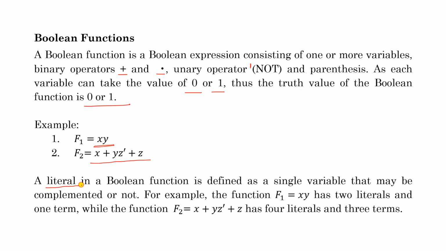Now, a literal. A literal in a Boolean function is defined as a single variable that may be complemented or not. For example, look at this. In f1 equal to xy, it has two literals, one is x, another is y. Two literals and only one term. While in this function, it has four literals: x, y, z dash, and z. z dash is different from z because this is in complemented form and this is in ordinary form. So four literals are there and only three terms are there: 1, 2 and 3. So this has four literals and three terms. So this is a Boolean function.